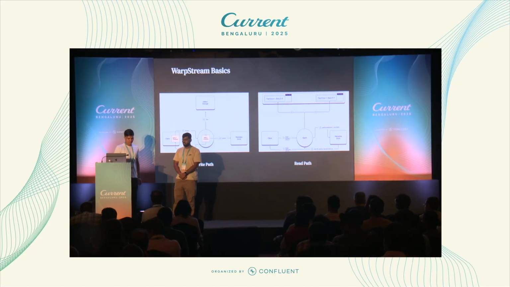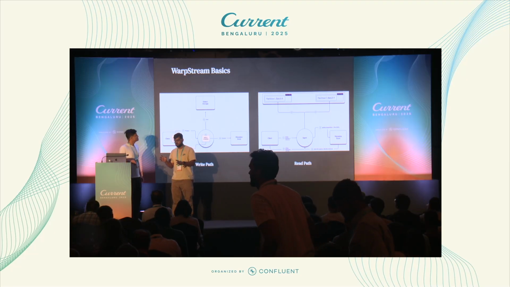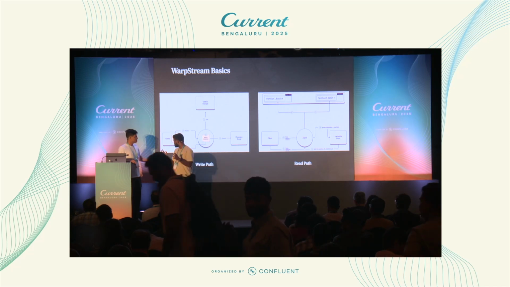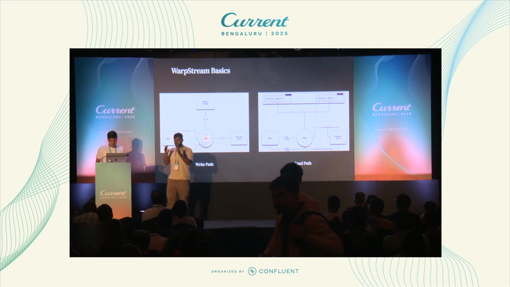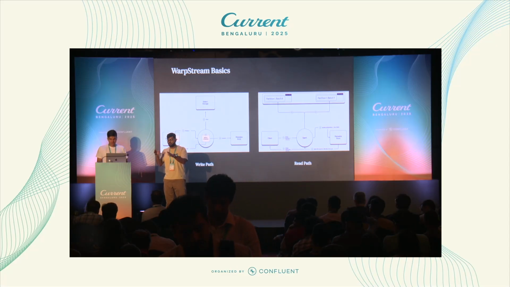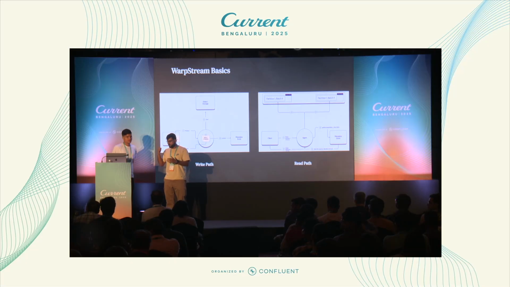WarpStream does not ACK your produce request until you get back write durability to object store. If you have configured something like acks equal to all, you know that when the produce response comes back, it is written to object store. And if not, as I said, we have retries. If an agent goes down, it will have a timeout and the client will retry, and it will probably go to some other agent which should not go down.